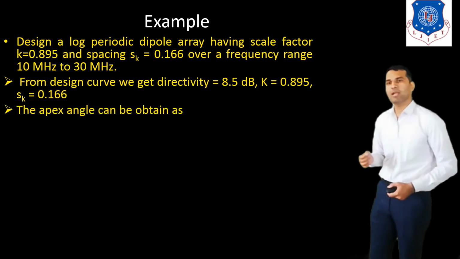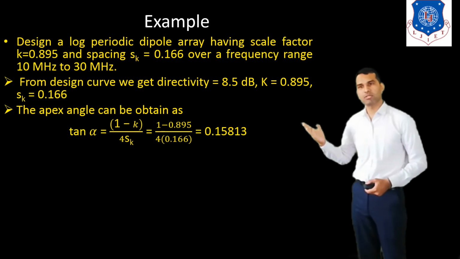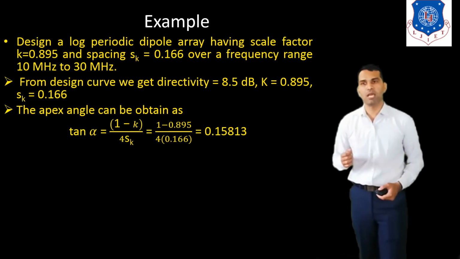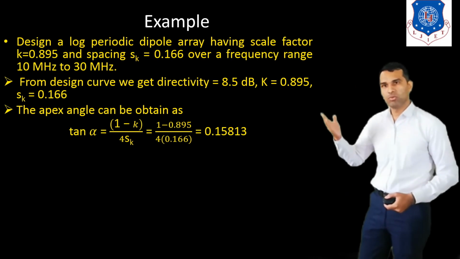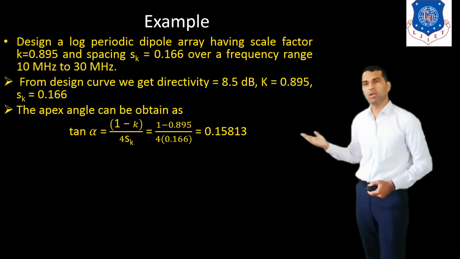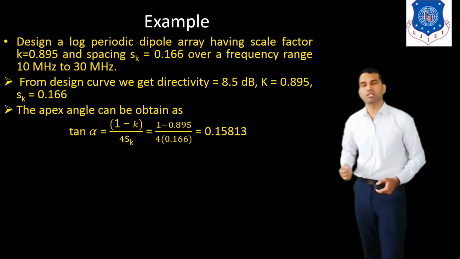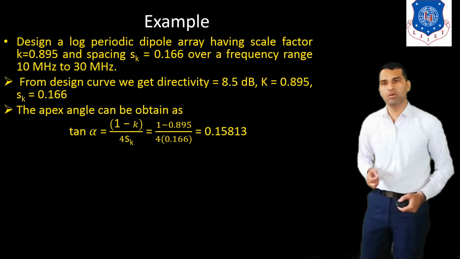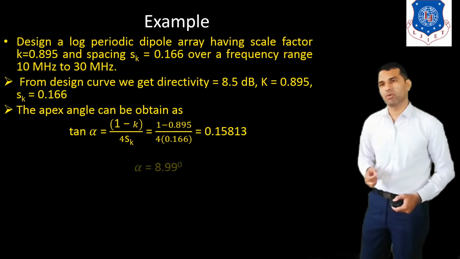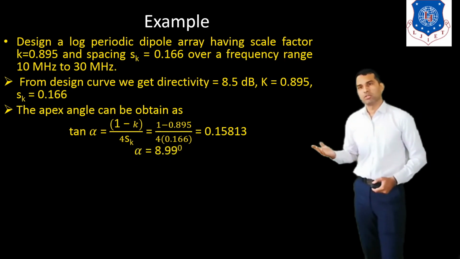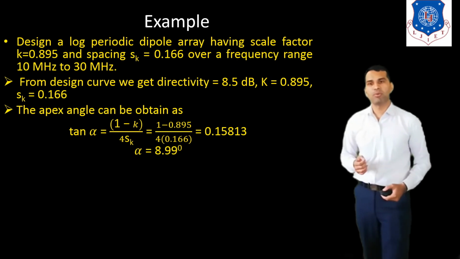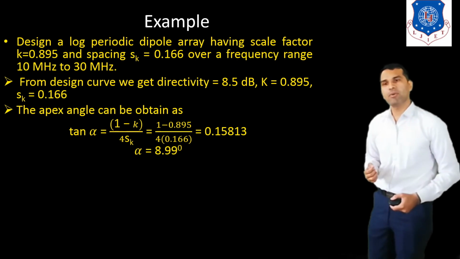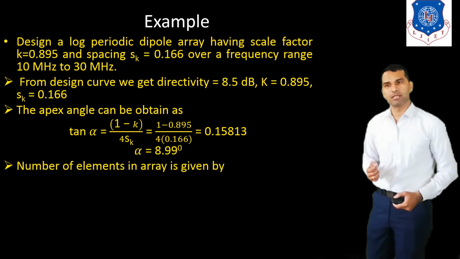The apex angle can be obtained by using this equation: tan alpha is equal to (1 minus k) upon 4 sigma. We have the value of k, so now we put the values of k and sigma in this equation. So we get tan alpha is equal to 0.15813, and so alpha is equal to 8.99 degrees.